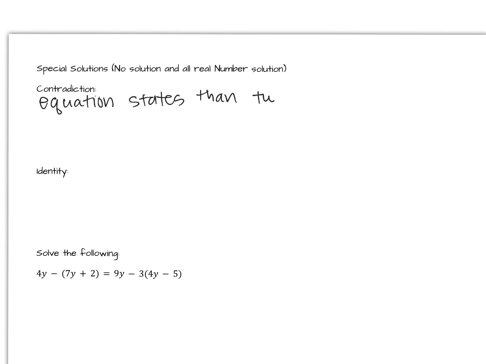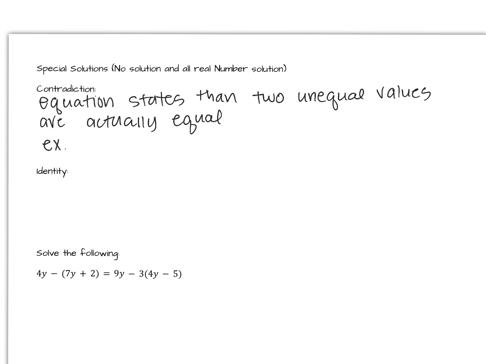that two unequal values are actually equal. So for example, you get something like 3 equals 4, which is a contradiction because 3 does not actually equal 4. And this is the case of no solution.